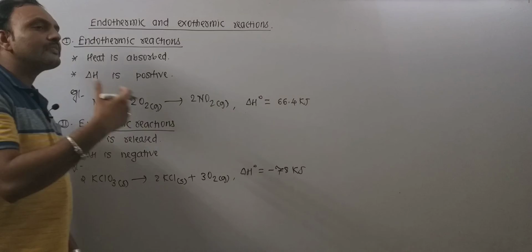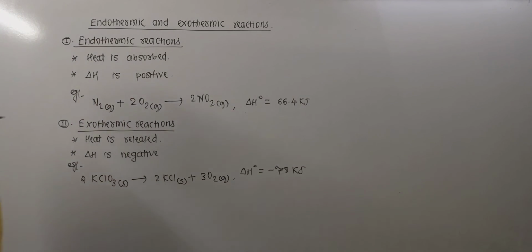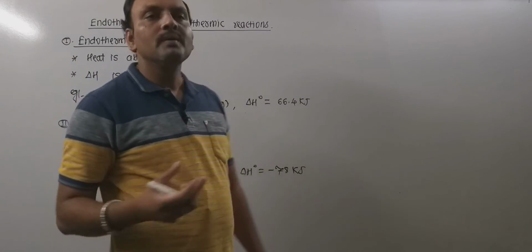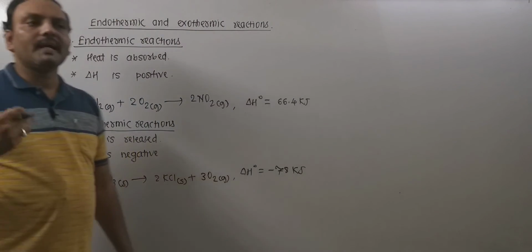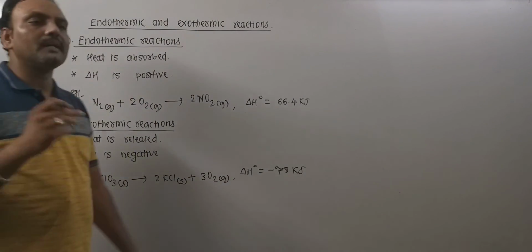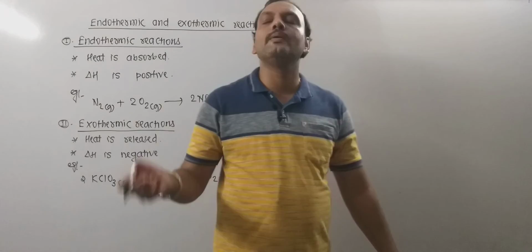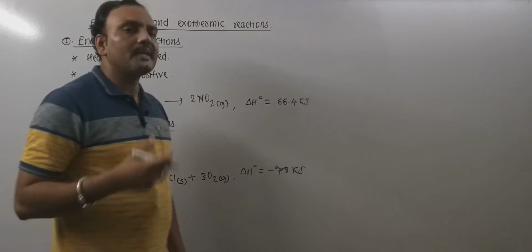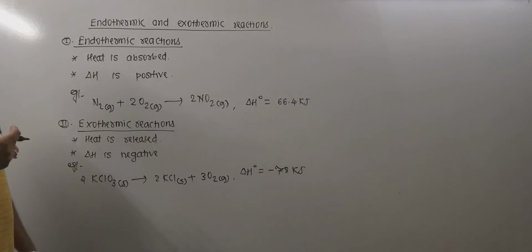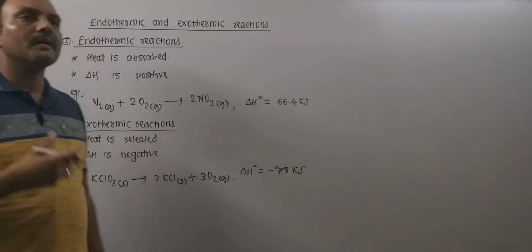Why? Because the enthalpy of product is lesser than that of the reactant, and we know very well that the enthalpy change of reaction is nothing but the difference in enthalpies of product and reactants. So these two are the types depending upon the heat change.